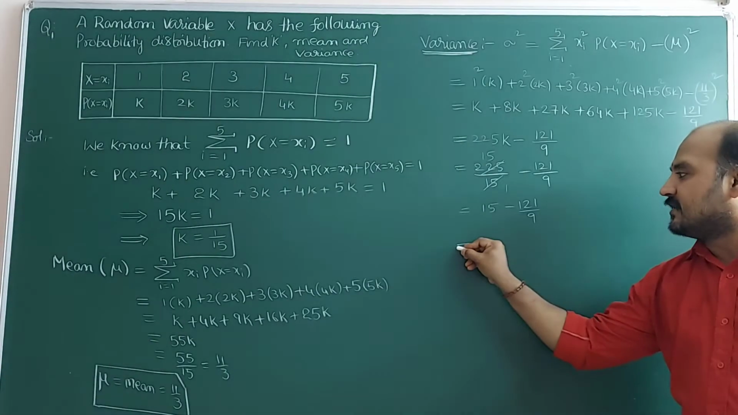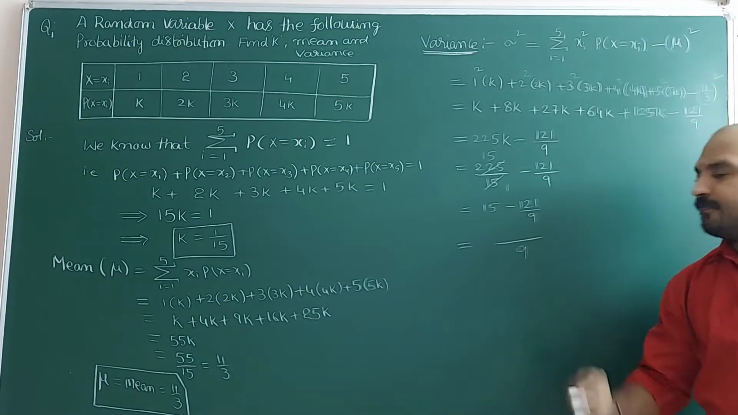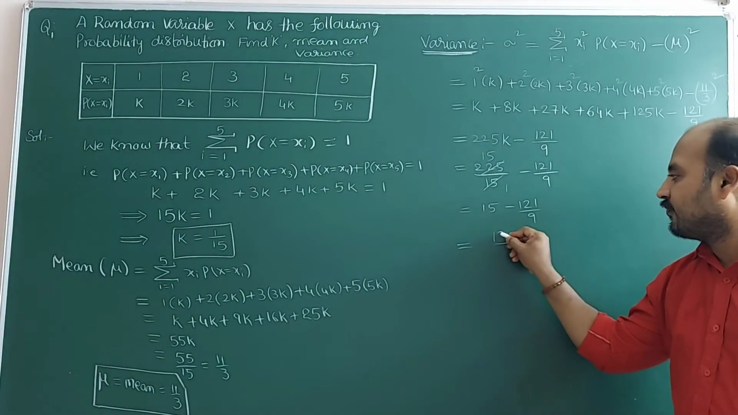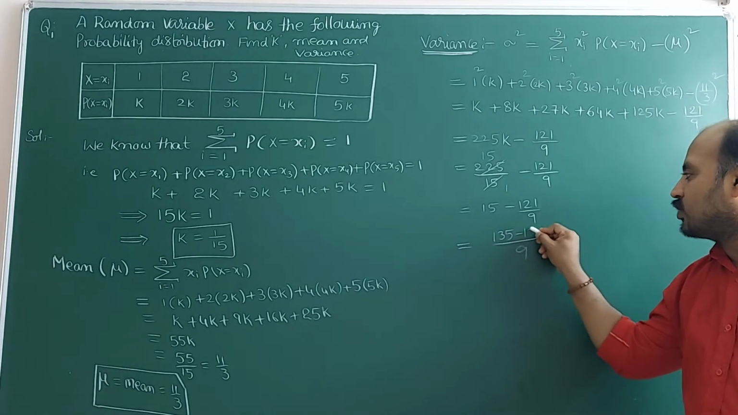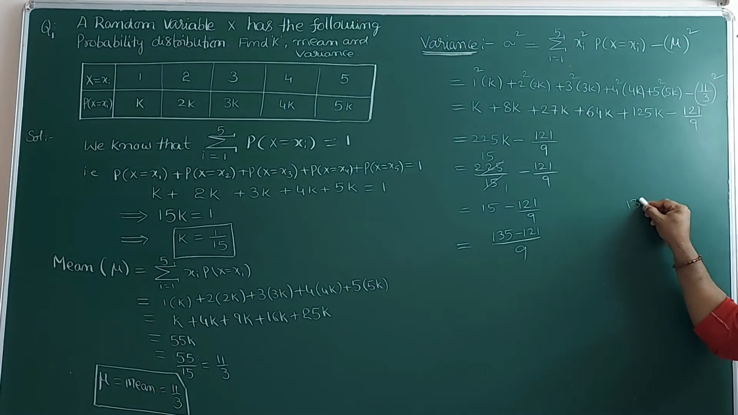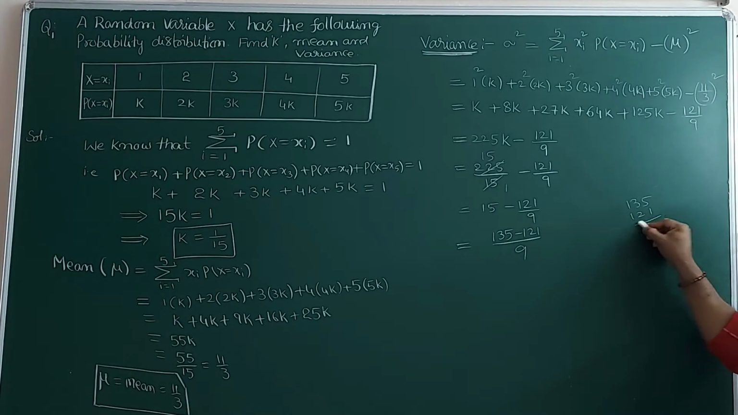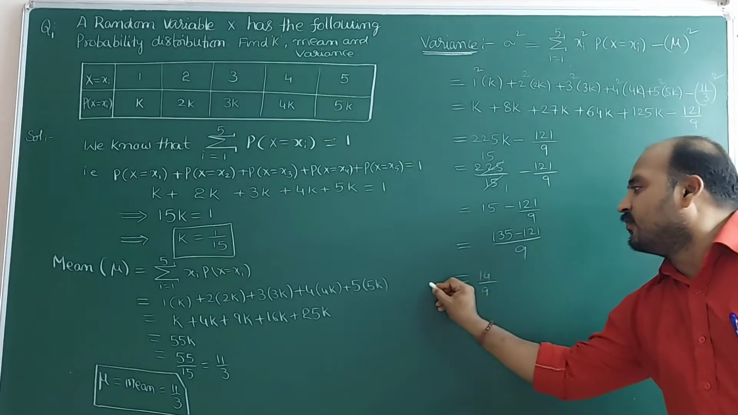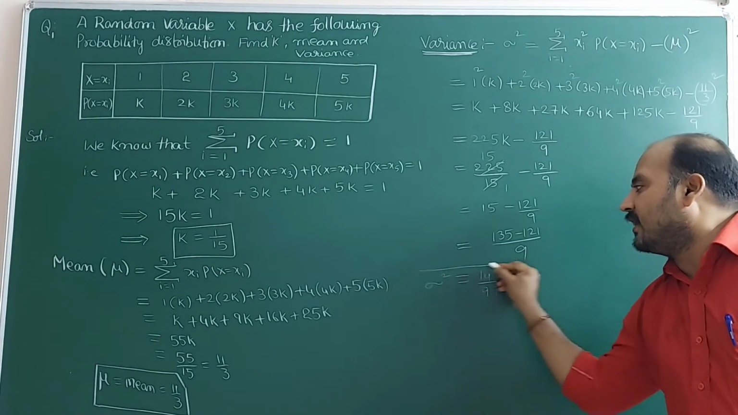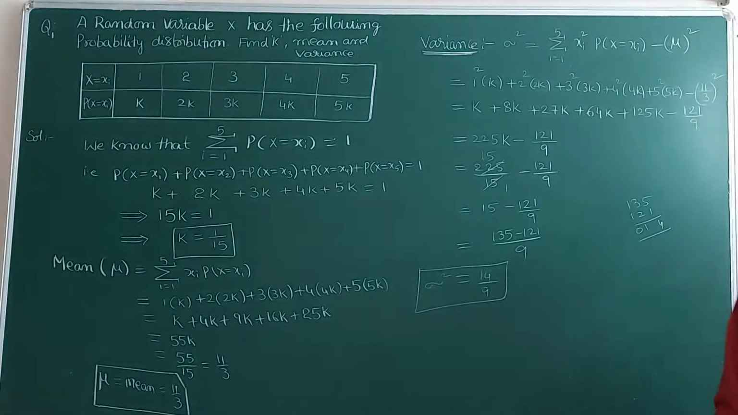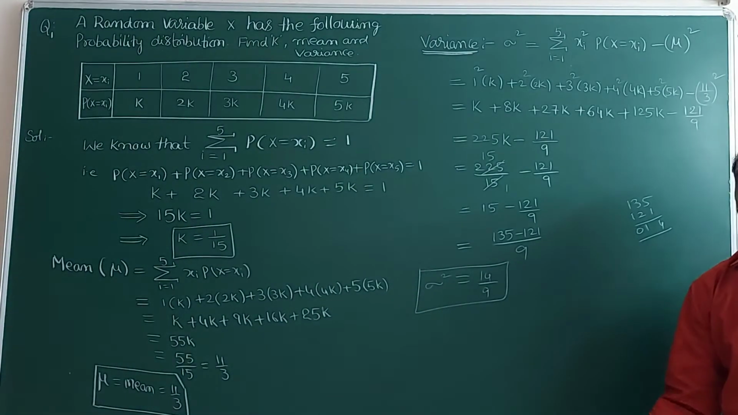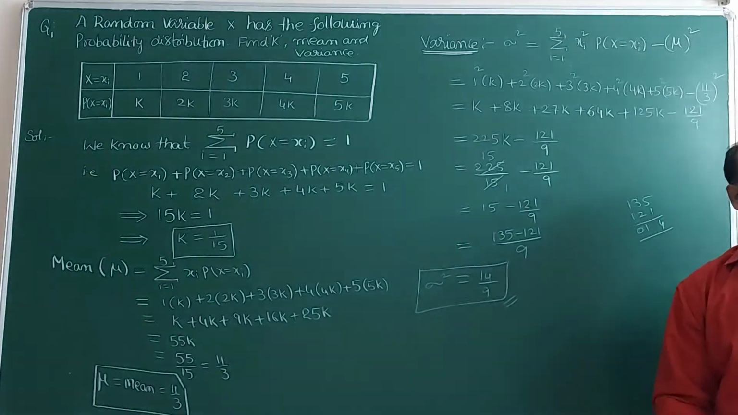So taking LCM here, 9 is the LCM. 15 9s are 135 minus 121. So 135 minus 121 is 14, which is equal to 14 by 9. Therefore, the variance of the random variable of the distribution is sigma square equal to 14 by 9.